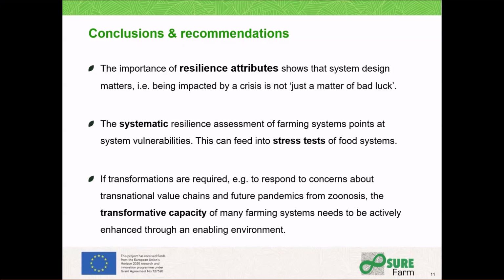We also realized that if transformations are needed, and that's very much in line with what was said previously about the seafood sector, for instance, if transformations are needed to deal with future pandemics or with these concerns that we have about these transnational value chains, more work is needed to stimulate the transformative capacity, not only in the system, but also in the enabling environment. Easily said, not so easy to do, but these are important findings in the context of the monitoring.